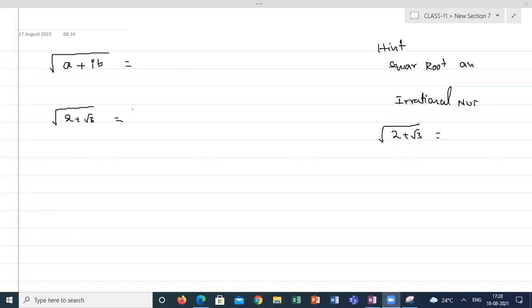Sir, should we square it first? I am assuming this is x plus root y, because we don't know whether it is rational or irrational. So I am taking the square root of 2 plus root 3 equal to x plus root y. I am squaring on both sides.